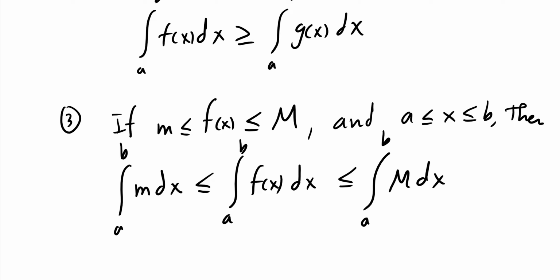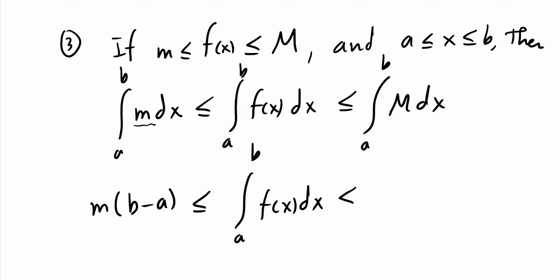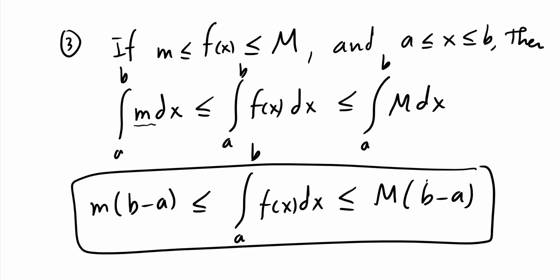And from here, if you remember one of the properties, if there's a constant, we do the constant times b minus a. Keep this the same: the integral from a to b of f of x dx is less than or equal to capital M, another constant, times b minus a. So this is an important property to know. And how can we use such a property?